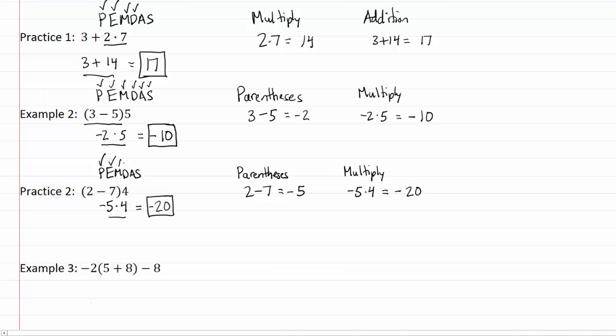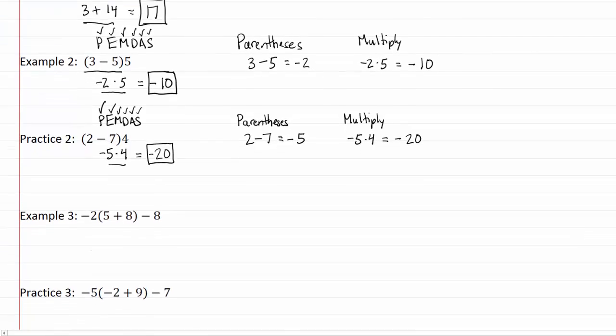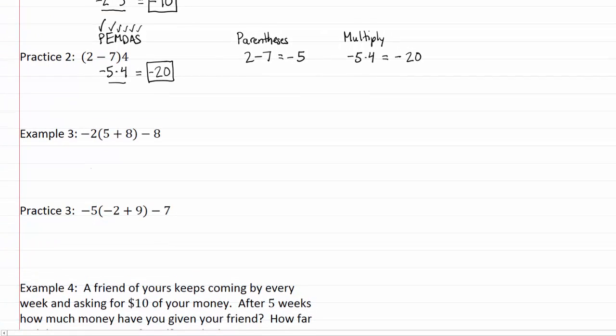So we did our multiplication and division. We finished the question. There's no addition or subtraction. Now I'm going to look at example 3. In example 3, same as before, we're looking for PEMDAS. So parentheses, I got to do what's inside the parentheses first. I've got parentheses that say inside the parentheses 5 plus 8. So I'm going to add 5 and 8 together, and that is 13.